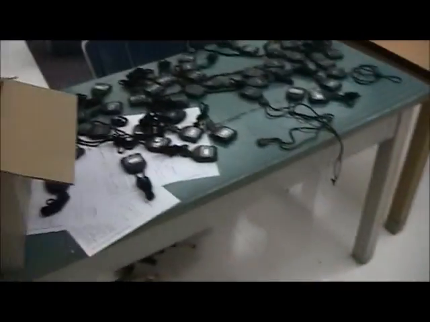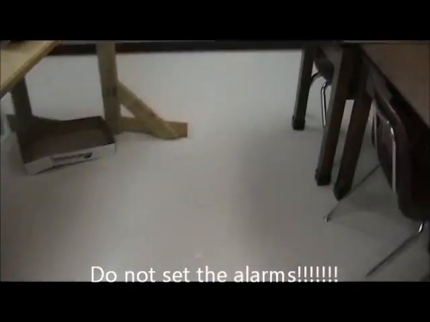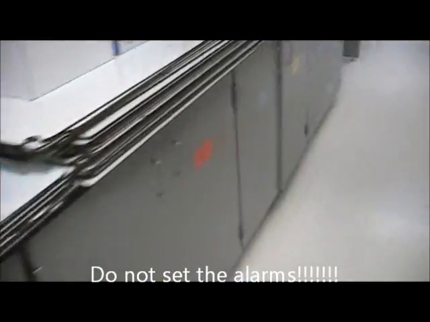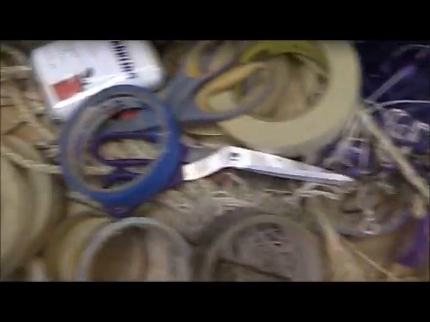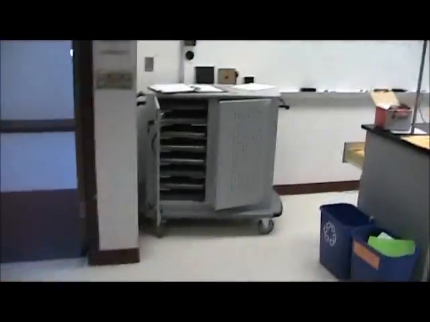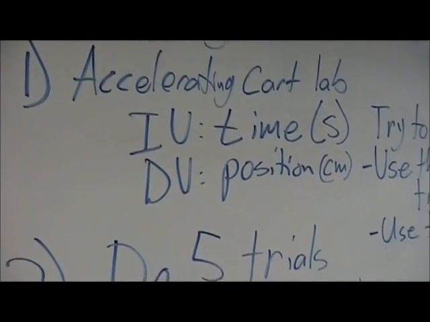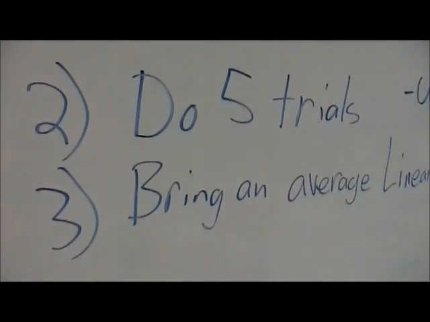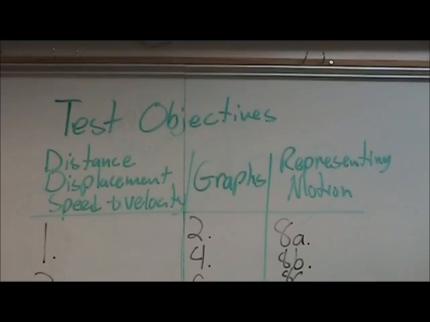Stopwatches are right back here in the back of the room. Grab a stopwatch. If you need tape, tape is right over here in the tape drawer. There is the tape. IV is time, DV is position, do at least 5 trials, bring an average linearized graph to class on Friday.